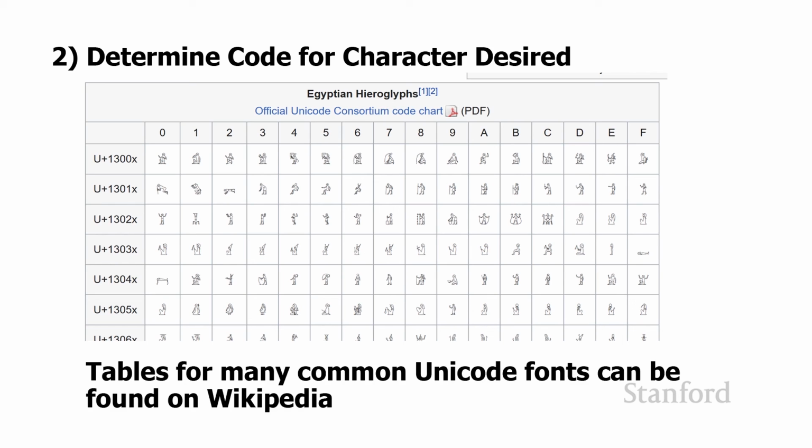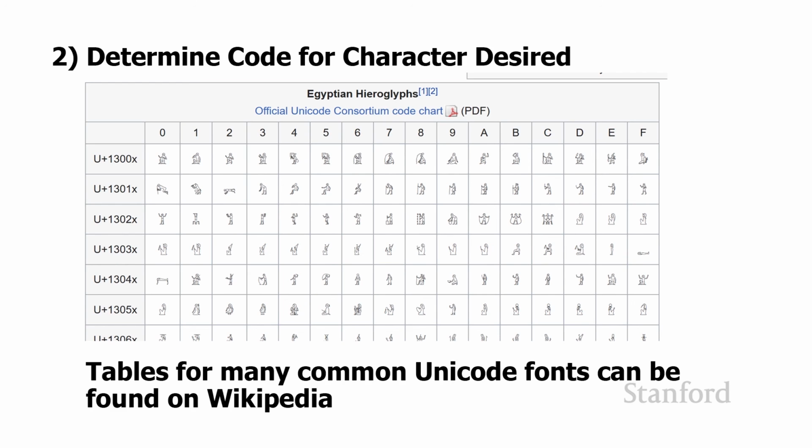So we can look up a table. It turns out Wikipedia has tables for many of the different languages supported by Unicode. So here's the table on Wikipedia for Egyptian hieroglyphs Unicode. And what I'm going to do here is look at the rows on the left, and look at the columns on the top, and combine those two in order to form a unique number.